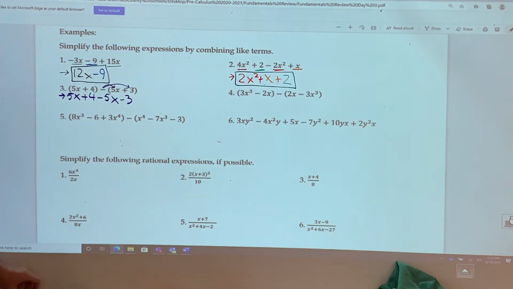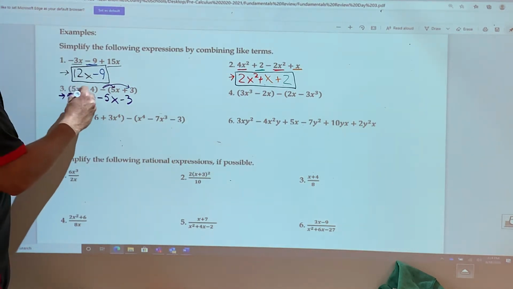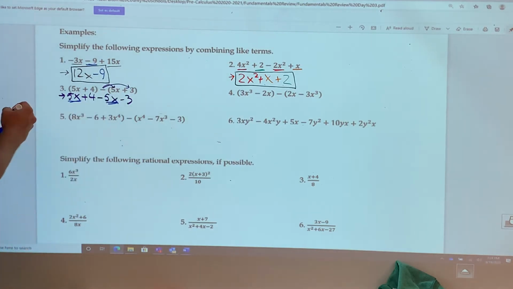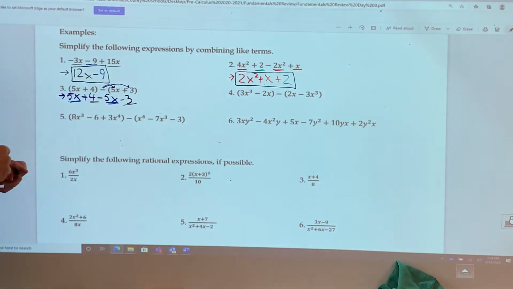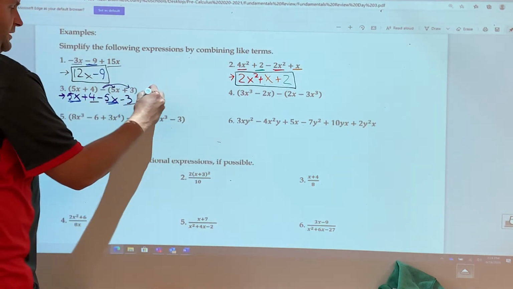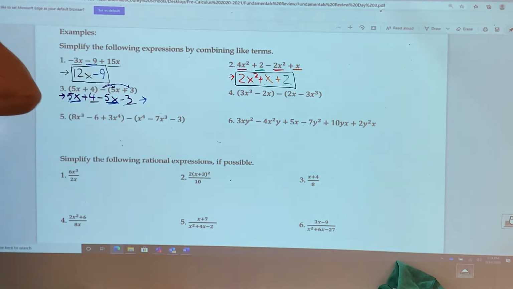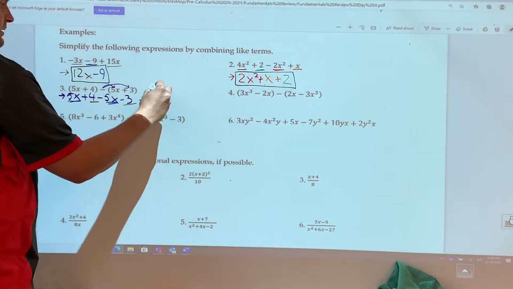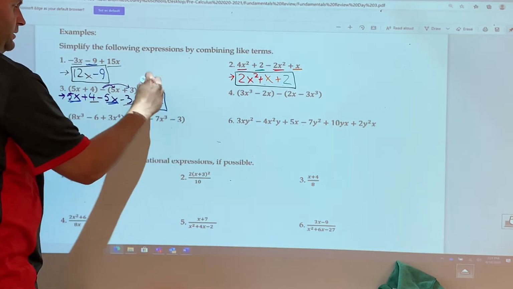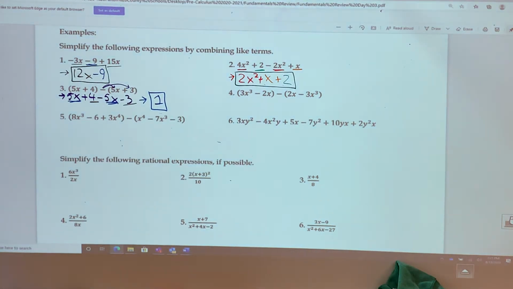When we talk about like terms, now we've got this 5x and negative 5x, and then we've got 4 and negative 3. So let's combine those like terms first. With the variables, we've got 5x minus 5x. That's going to give me 0, which we do not have to write. And then we've got 4 minus 3, which is 1. And there you go, that's your final answer.